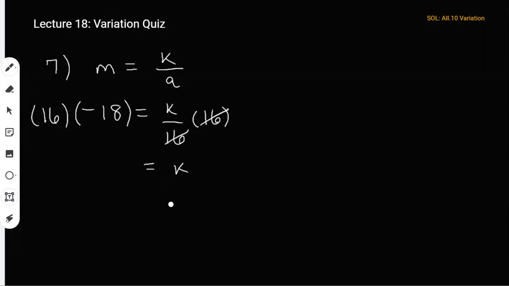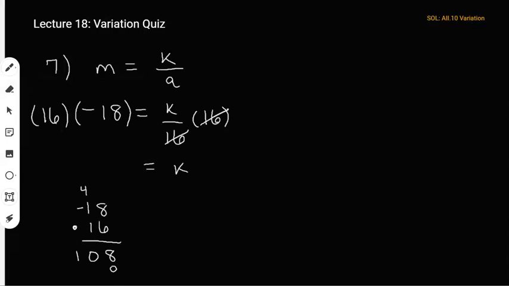Over here, I have negative 18 times 16. If I want to figure out what that is, I can just multiply them. 6 times 8 is 48. Carry the 4. 1 times 6 is going to give me 6, plus 4 is 10. And then I need a placeholder 0 at the bottom.